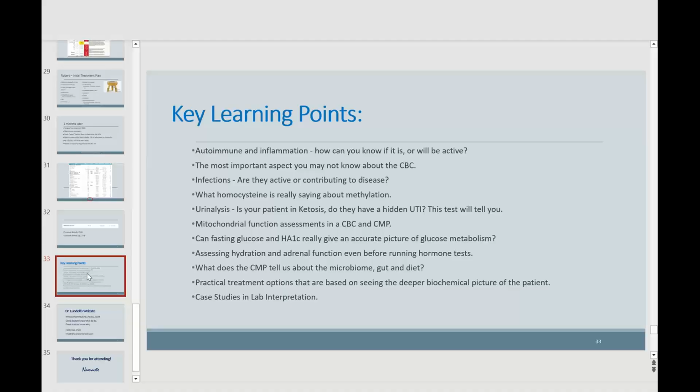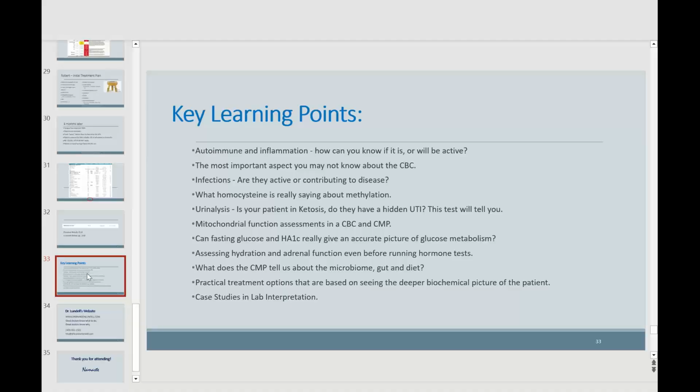Infections, are they active or contributing to disease? If you have elevated or lowered white blood cells, if you've got the lymphocytes, neutrophils, monocytes, hers monocytes were really elevated. That's a sign of active autoimmune. What homocysteine is really saying about methylation, you have to look at SAMe. It's a rule in, rule out test.